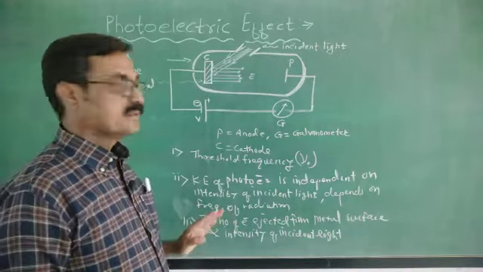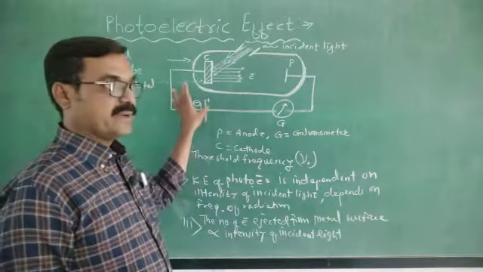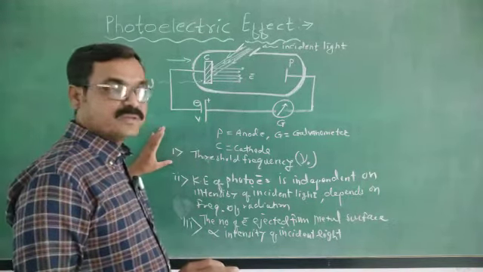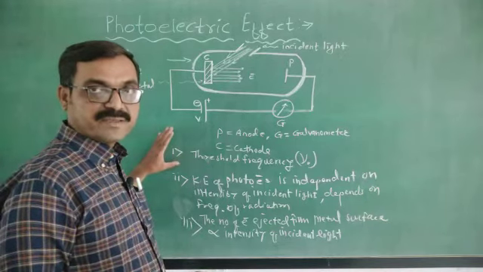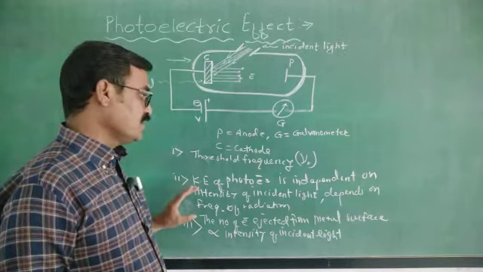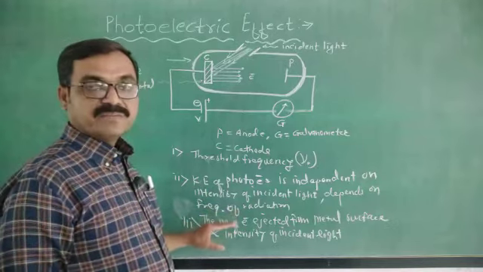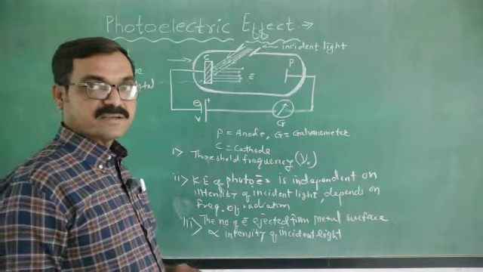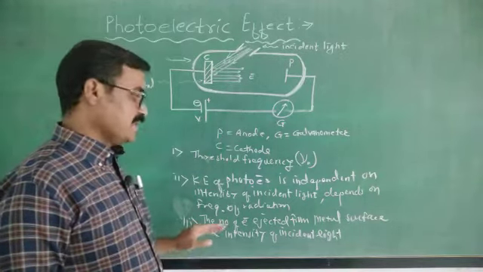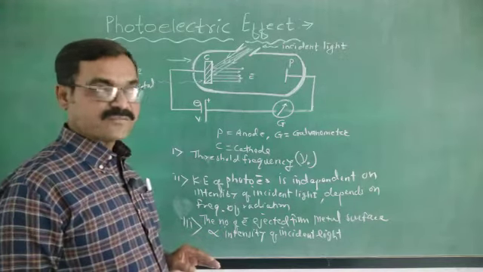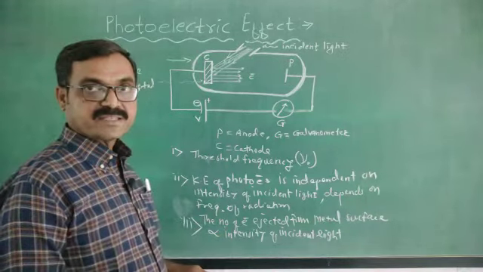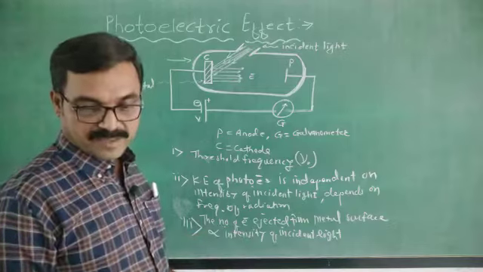Are you getting clear? Now this is the experimental explanation. Now these are the observations. Different metals have different threshold frequencies. Now the kinetic energy of photoelectrons ejected is directly proportional to the frequency of radiation. As the frequency increases, the kinetic energy of photoelectrons emitted from the metal surface increases, and the number of photoelectrons ejected from the metal surface is directly proportional to the intensity of incident light. As the intensity of incident light increases, more electrons are ejected from the metal surface.